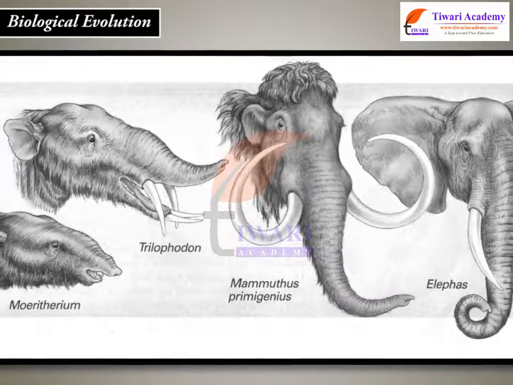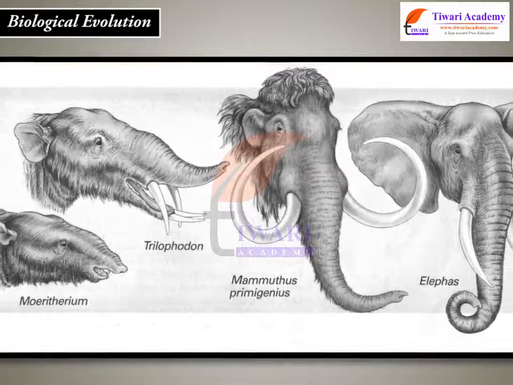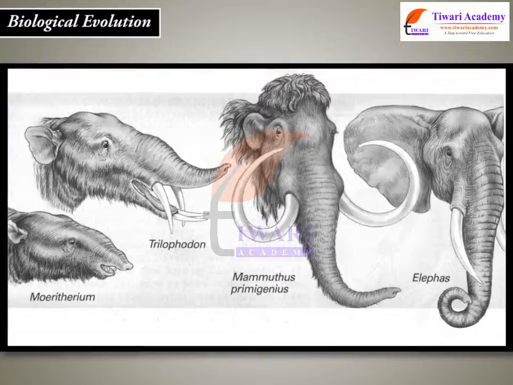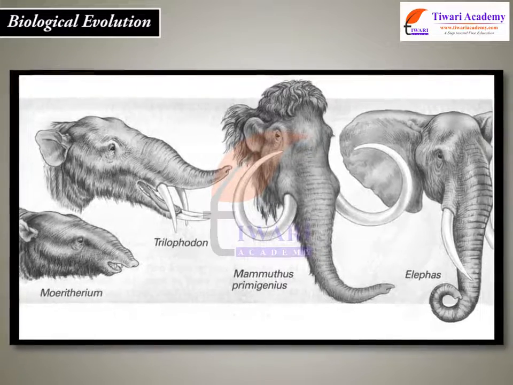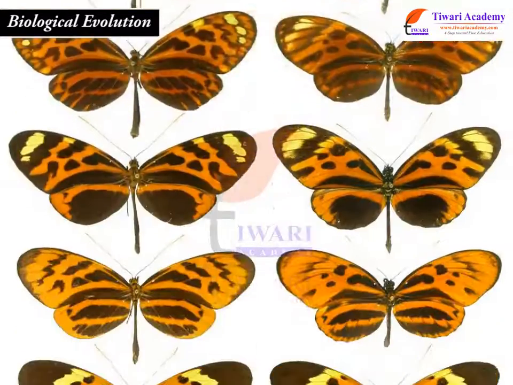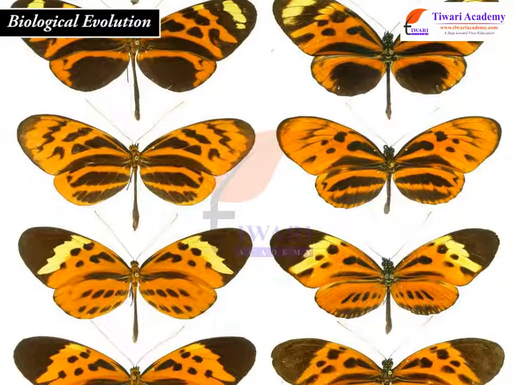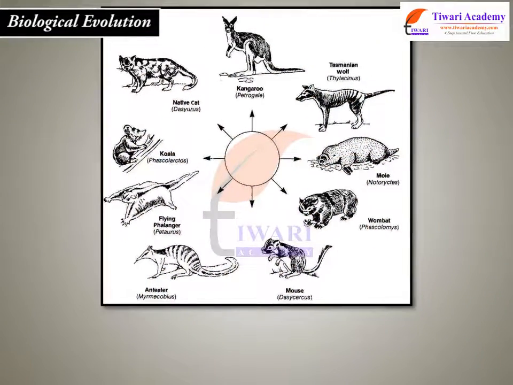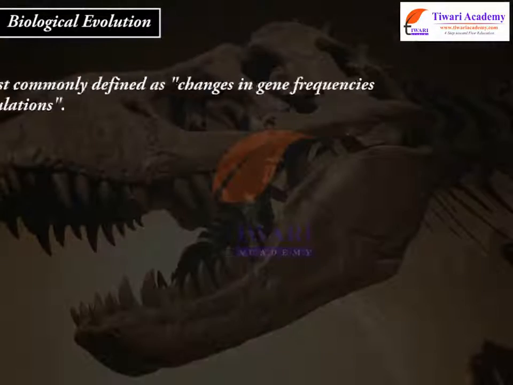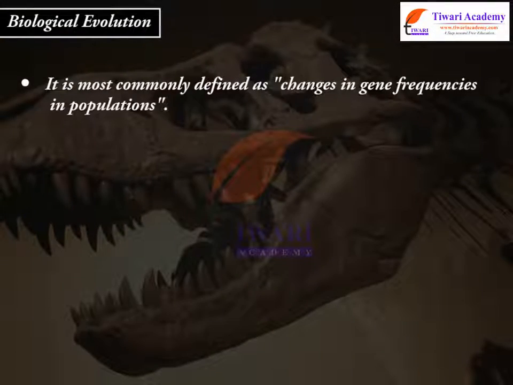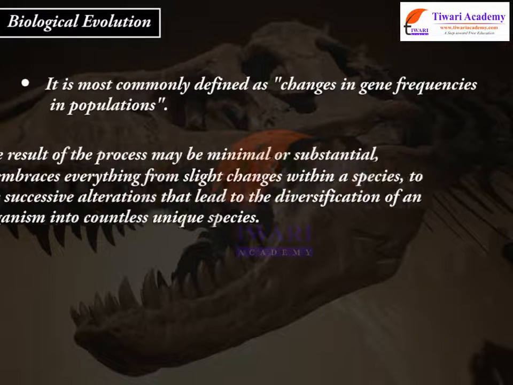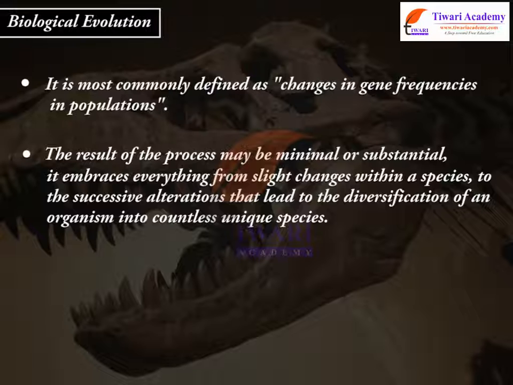Biological evolution is the process through which the characteristics of organisms change over successive generations by means of genetic variation and natural selection. It is most commonly defined as changes in gene frequencies in populations. The result of the process may be minimal or substantial.